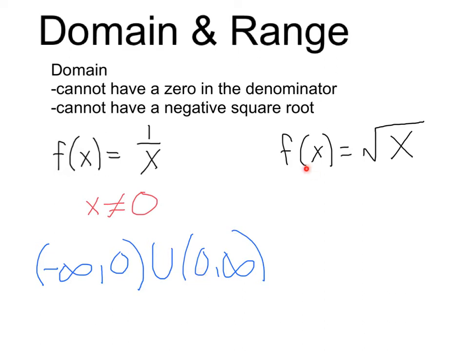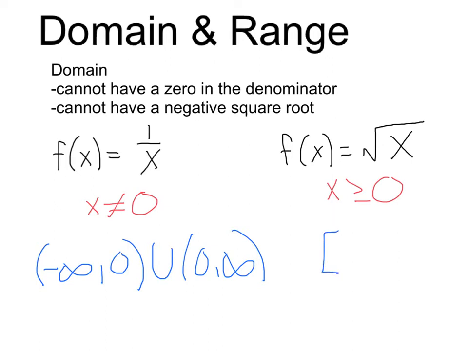Let's take a look at this next one. f of x equals square root of x. Now this time we do not have a denominator, but we do have a square root. So I know whatever's inside my square root, in this case x, has to be greater than or equal to 0. Because if I had anything less than 0, it would make this negative, which we can't have in a square root. So how we're going to write this in set builder, this time we include 0.